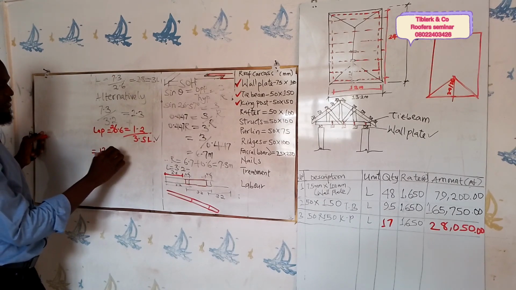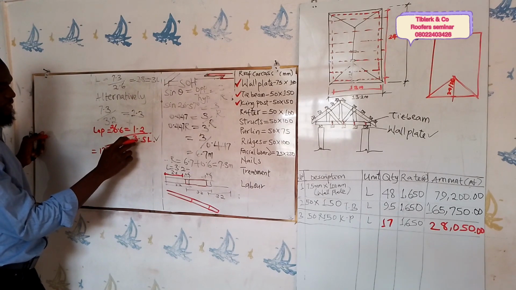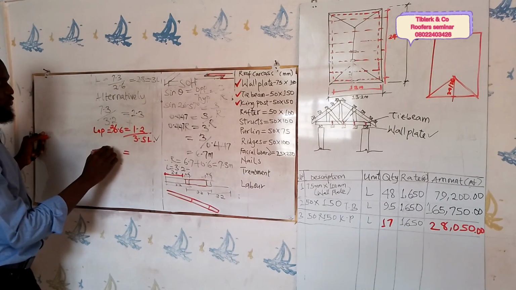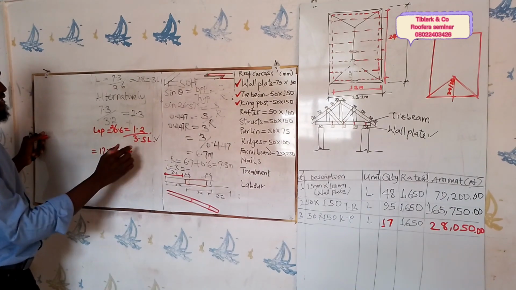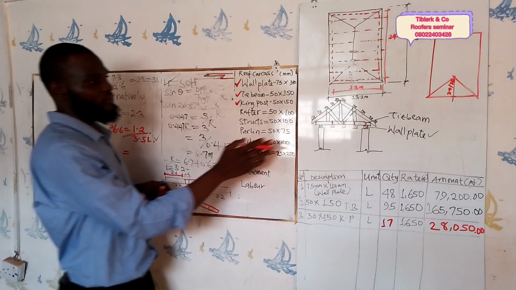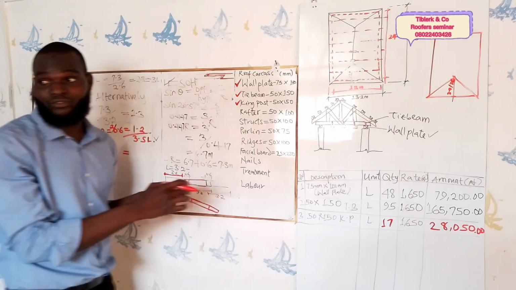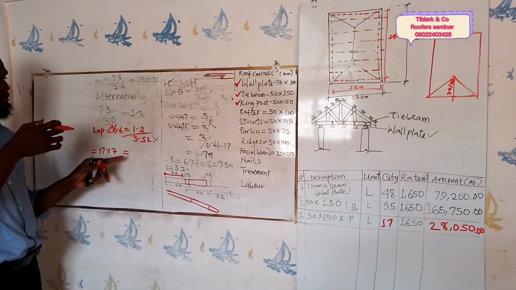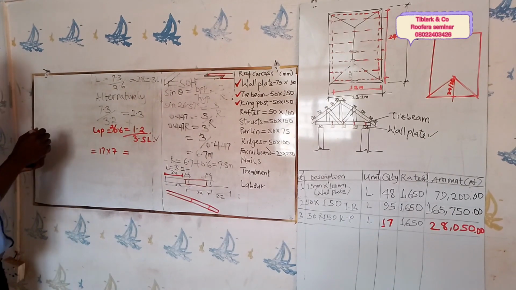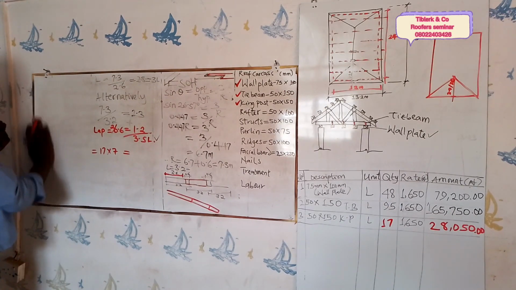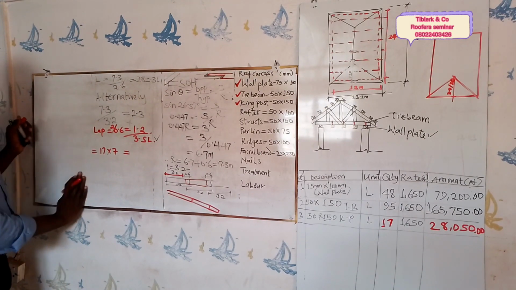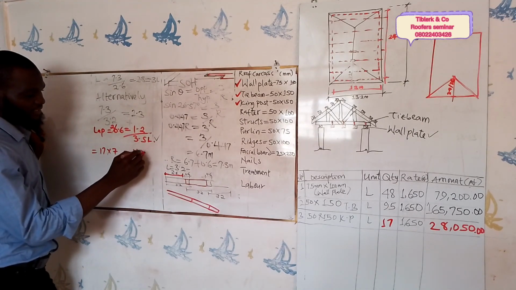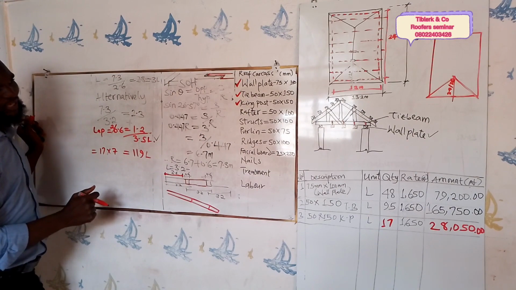17 times 6. Do not forget times 7. This 3.5 times 2 for both sides. 3.5 is for one side, the other 3.5 for the other side. So what would this give us? 17 times 7. Yes. 119. 119 length.